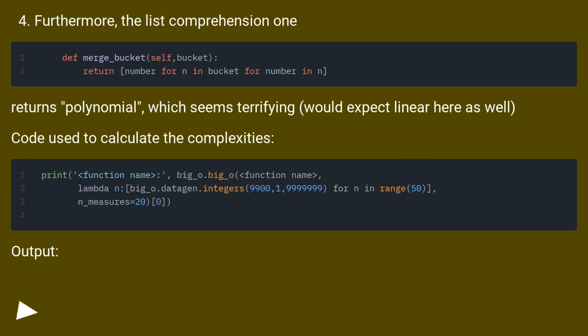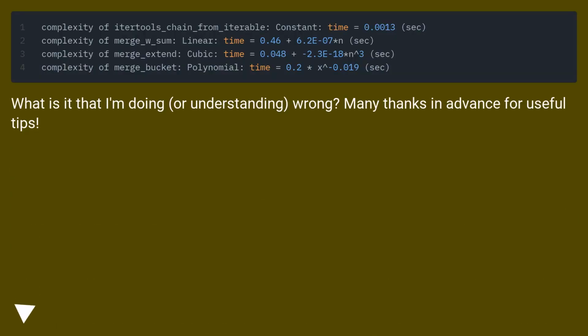Furthermore, the list comprehension returns polynomial, which seems terrifying, would expect linear here as well. Code used to calculate the complexities. Output. What is it that I'm doing, or understanding, wrong? Many thanks in advance for useful tips.